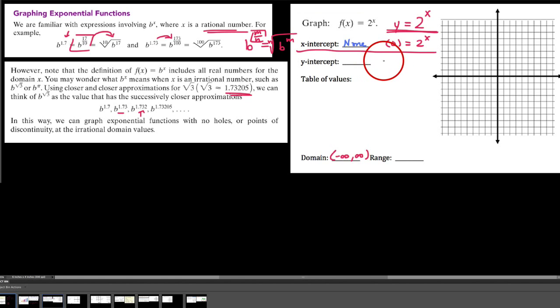In terms of y-intercepts, we'll plug in 0 for x. So plugging in 0 for x, we get y equals 2 to the 0 power, and anything to the 0 power, of course, we observe as being 1. So I'm going to go ahead and put our y-intercept on my graph here at (0, 1). And then we're going to make a table of values.